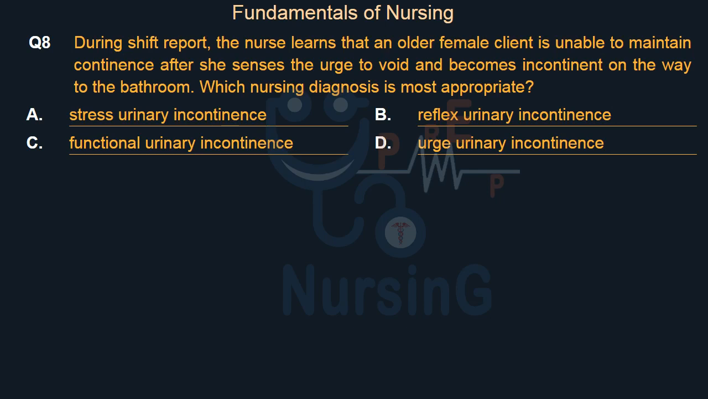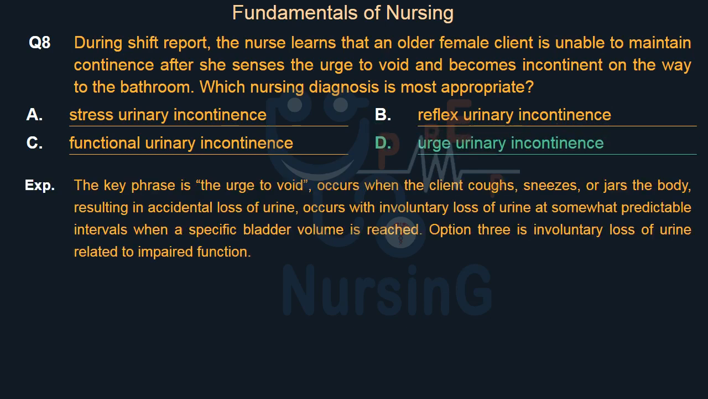Right answer is Option D. Urge urinary incontinence. The key phrase is the urge to void. Option 1 occurs when the client coughs, sneezes, or jars the body, resulting in accidental loss of urine. Option 2 occurs with involuntary loss of urine at somewhat predictable intervals when a specific bladder volume is reached. Option 3 is involuntary loss of urine related to impaired function.